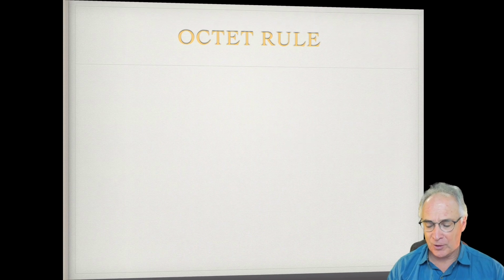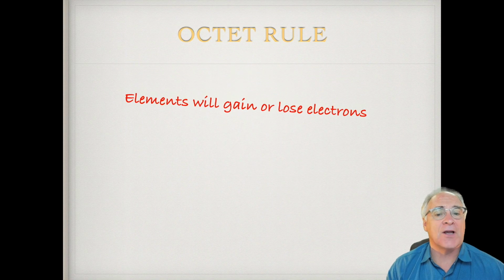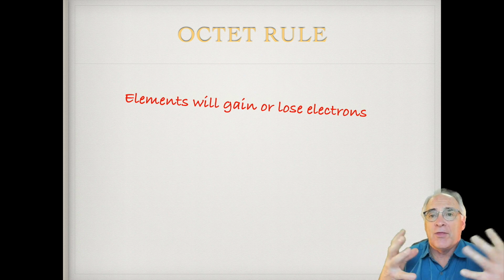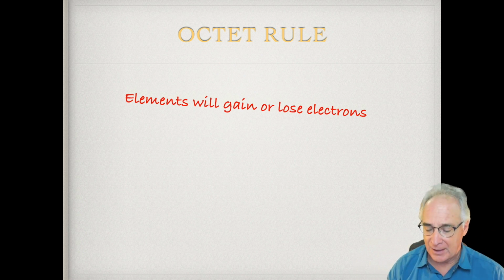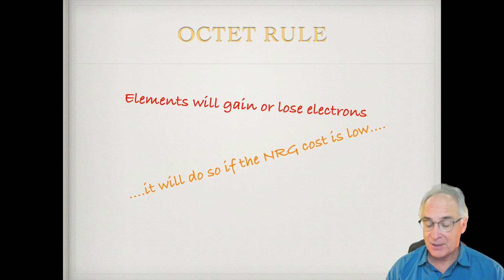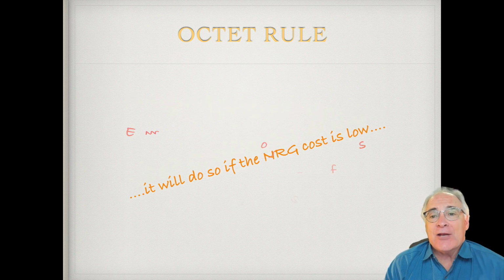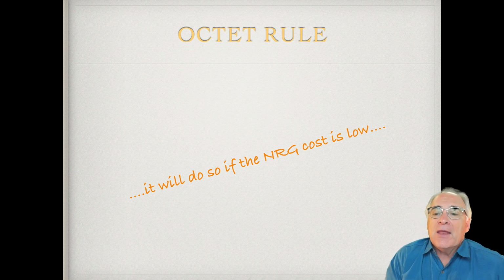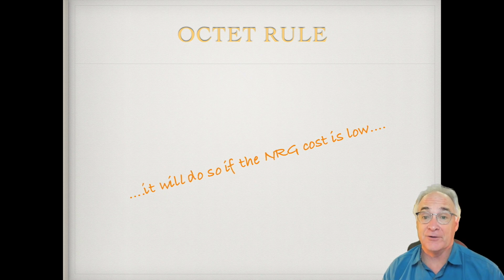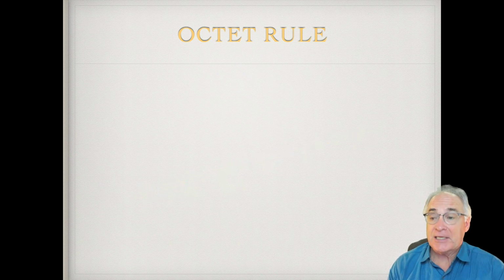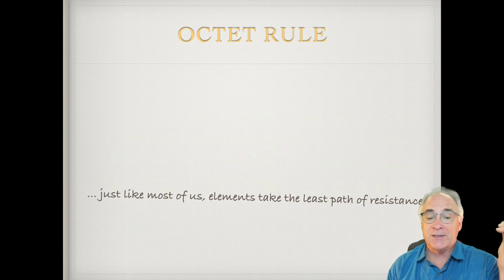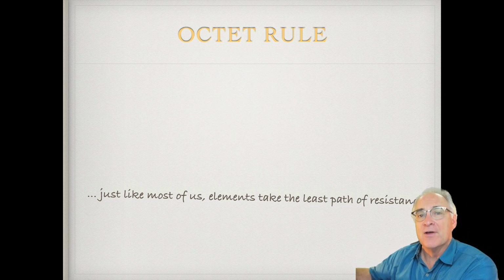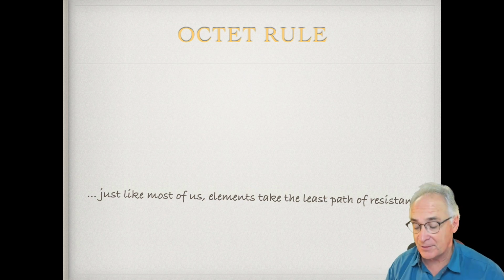So another way to look at it is elements are always going to want to gain or lose electrons so they can have that stable form. They want to have stability in their existence. Well, to either gain or lose, like everything else on the planet, it costs energy, and they want to find the lowest cost energy. So just like many of us, elements are going to take the path of least resistance, the thing that costs the least.